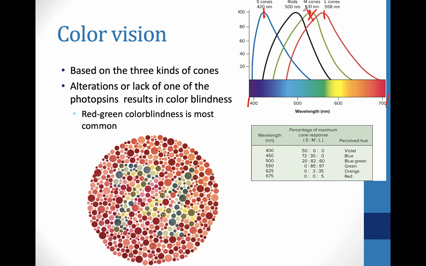which would result in red-green color blindness. This is most common in males because it's on the X chromosome, and males only have one X chromosome. About 8% of males in the United States have red-green color blindness, whereas only 0.5% of females are red-green colorblind.